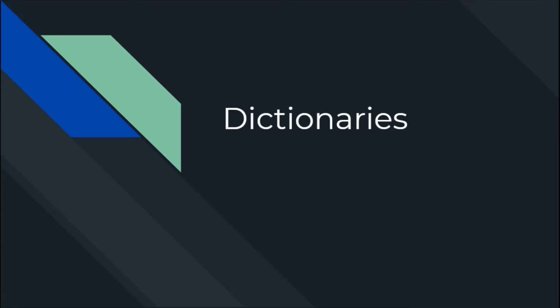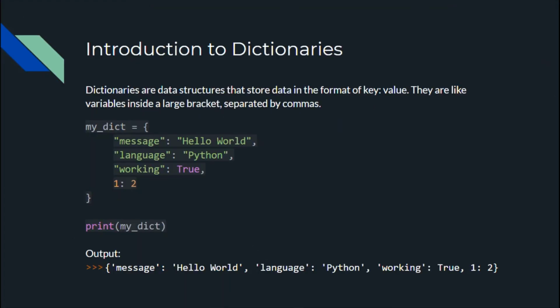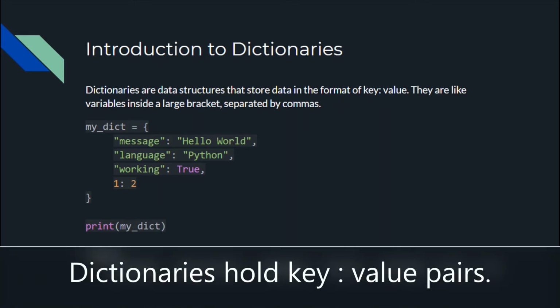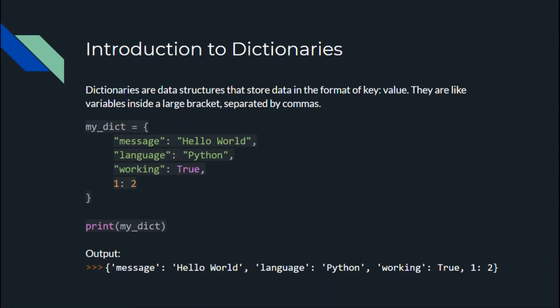Dictionaries is a little tricky concept, but once you get the hang of it, it's pretty simple. Let's move on to the introduction to dictionaries. So what are dictionaries, first of all? Dictionaries are data structures that store data in the format of key, value. They are like variables inside a large bracket separated by commas. And make sure to remember that dictionaries use curly brackets, like you see over here.